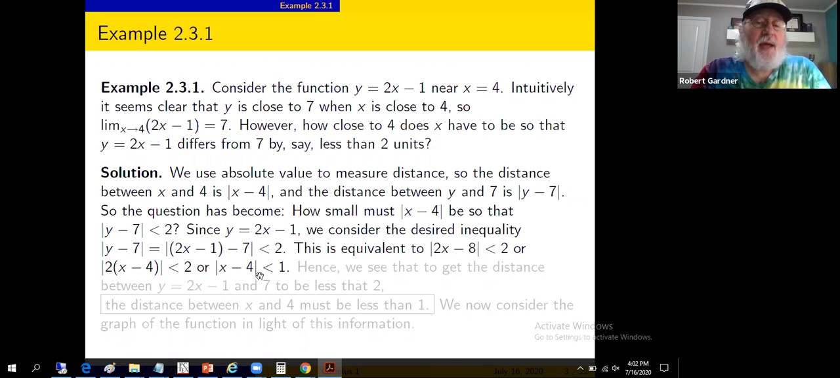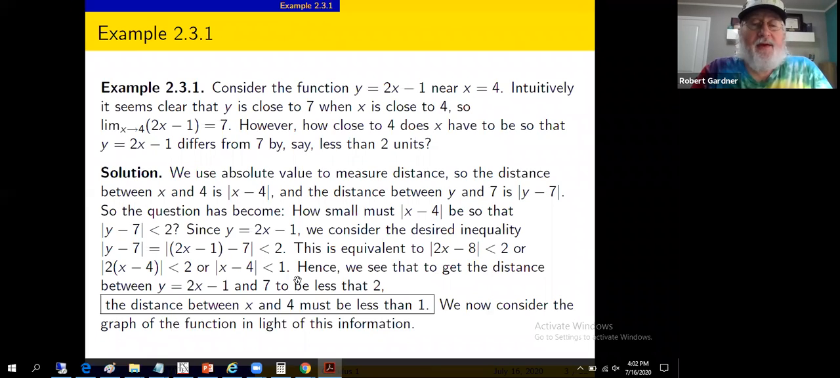And then we're left with the absolute value of x minus 4 is less than 1. Now, each of these steps is reversible. So if we make the absolute value of x minus 4 less than 1, then multiply both sides by 2 to get this, do some distribution and some rearranging, and we get the absolute value of y minus 7 is less than 2, and that's what we were up to.